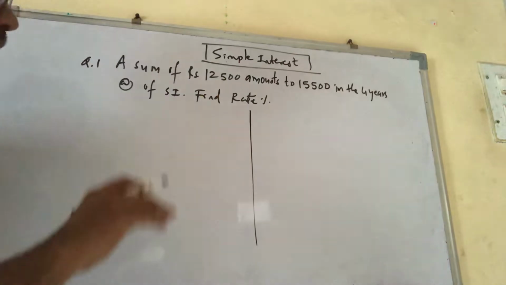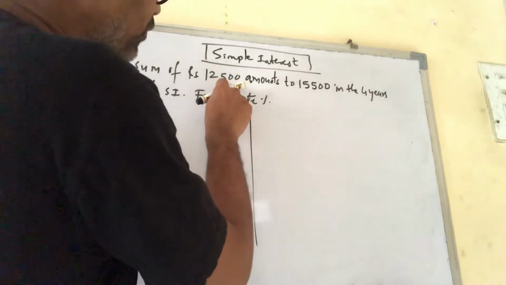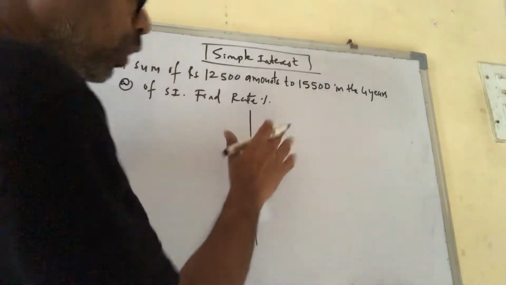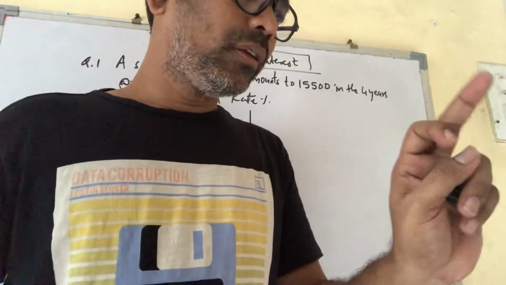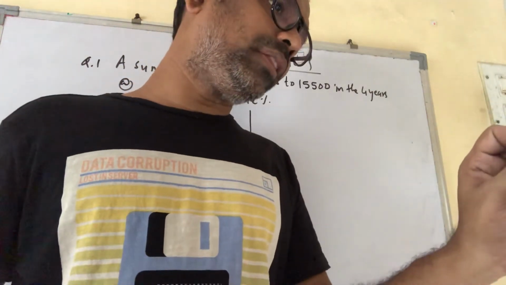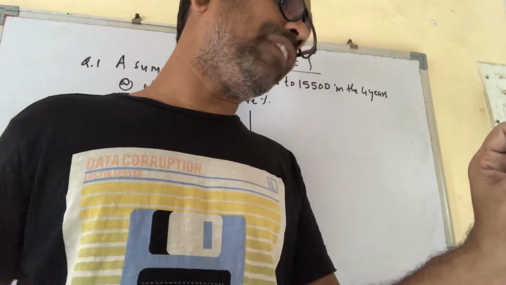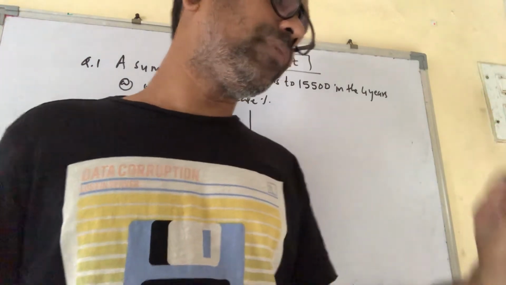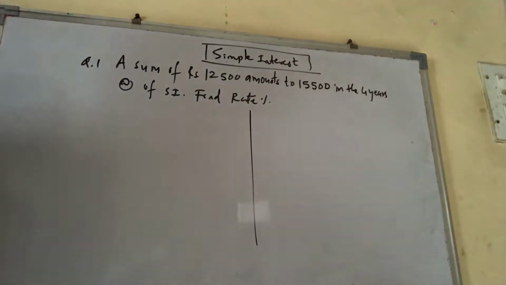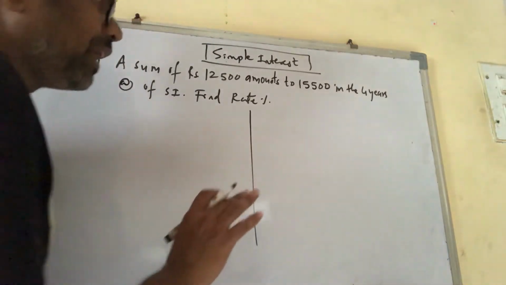See, what we can do now, a sum of rupees 12,500. So here I'll just show you now how to find. Someone is saying, Aditya saying 8%, Aditi Bhosle saying 5.57%. No, not the right answer. See, 5.75.